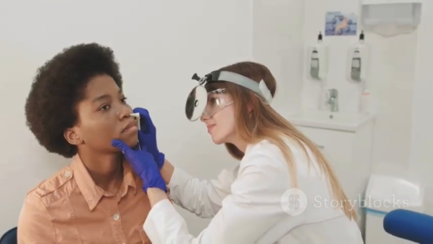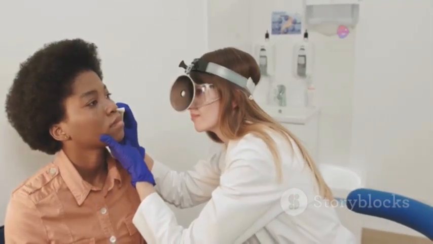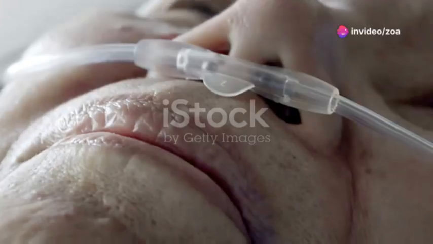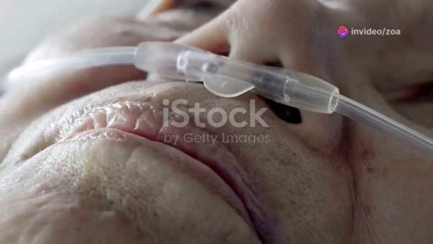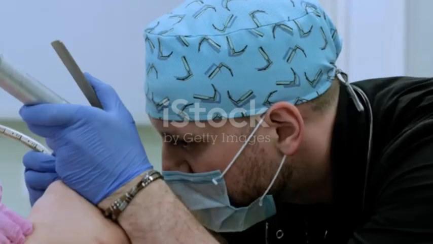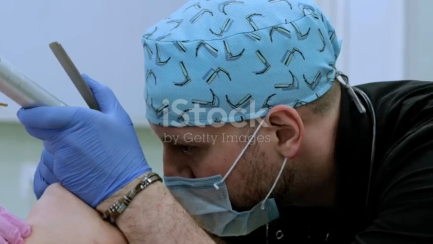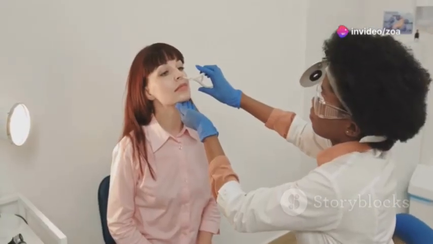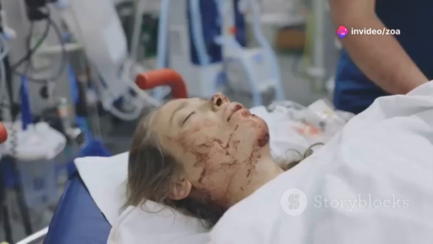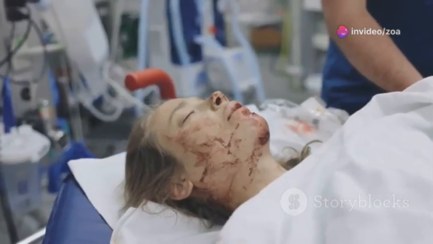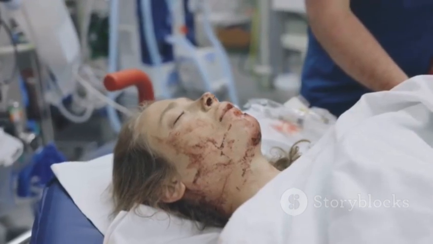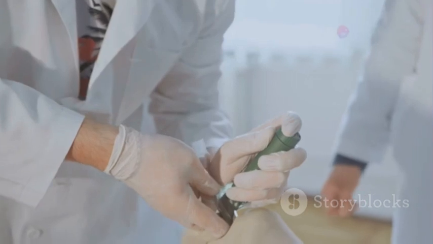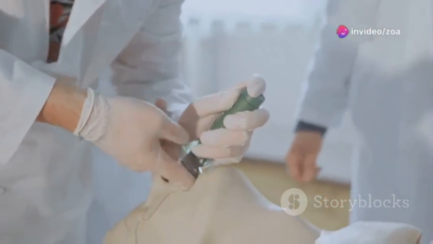Nasal intubation is indicated in a variety of clinical situations where securing the airway through the nose is advantageous. One of the primary indications is difficulty with oral intubation. This can arise from anatomical variations such as a small mouth opening, limited neck mobility, or a history of head and neck surgery. Patients with facial trauma, particularly involving the jaw or mouth, may also benefit from nasal intubation. It allows airway management without manipulating potentially fractured bones.